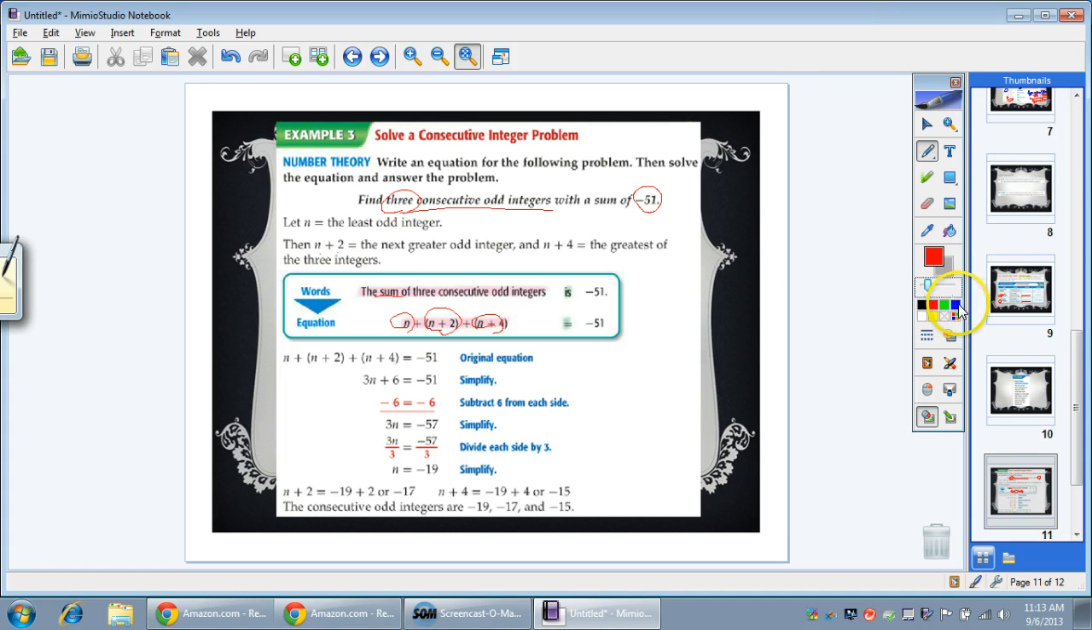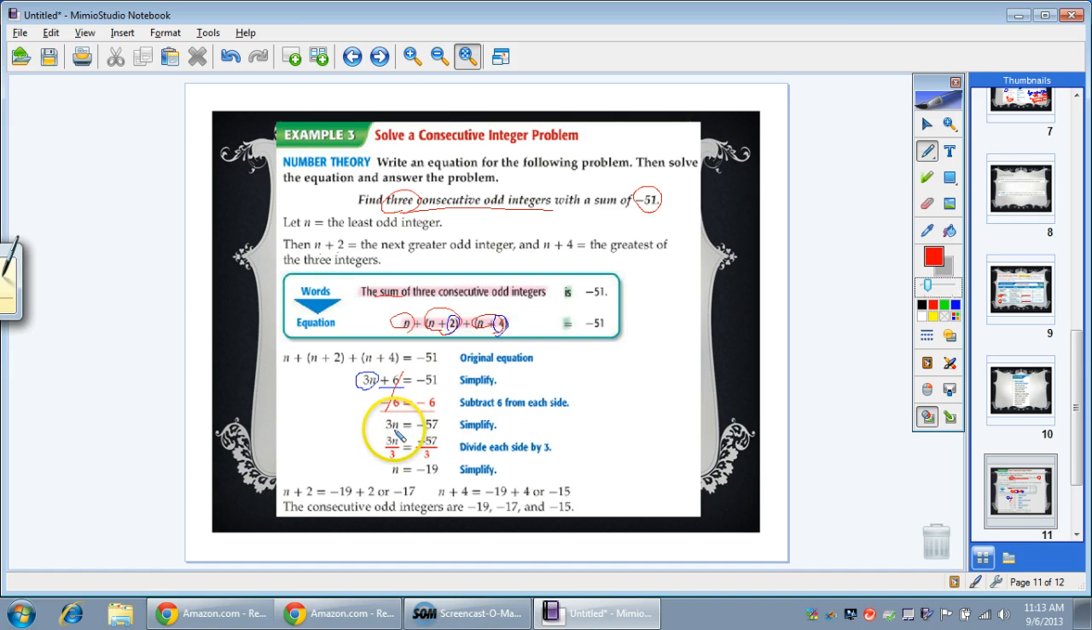So here all we're going to do is add all these together. You have n here, and another n here. That makes 3n. And the numbers you have, 2 and 4. 2 plus 4 is positive 6, equals negative 51. To get rid of the 6, they subtracted 6 on each side. So that's gone, and you have 3n equals negative 57.